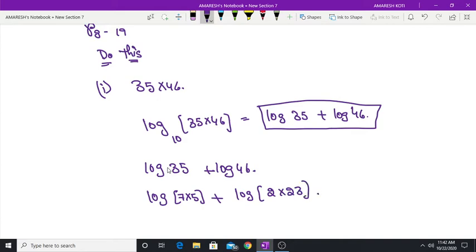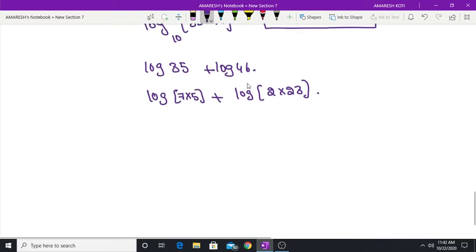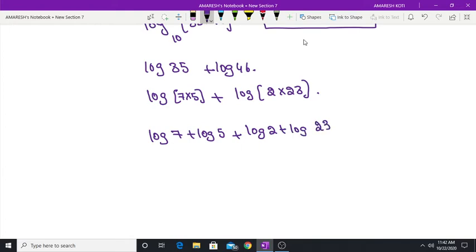So again apply that formula, log x into y to the base b equals log x plus log y. Again change it into that form. You will get log 7 plus log 5 plus log 2 plus log 23. This is the final answer.